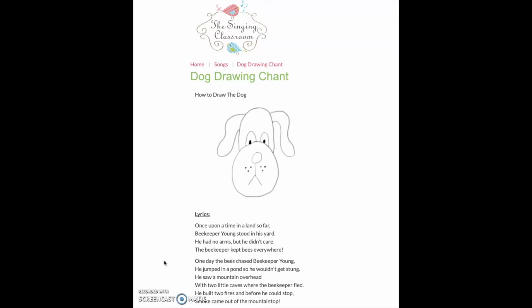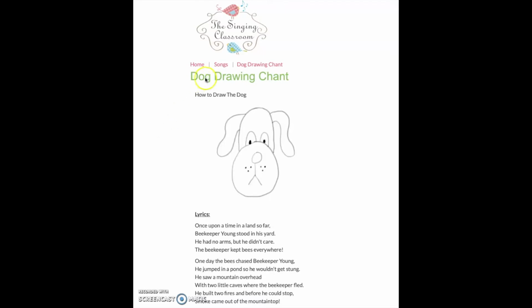Today I'm going to be leading you in a musical activity known as the Drawing Chant. If you have me for 3rd or 4th grade music at Church Street, we did something very similar to this, and that was the mouse or the rat drawing song, where we had to draw a mouse or a rat based on the words of the song.